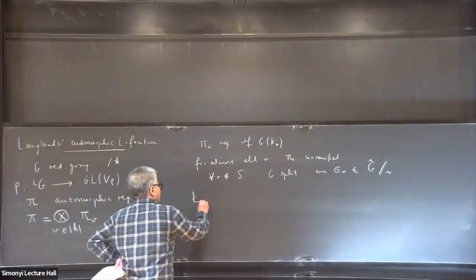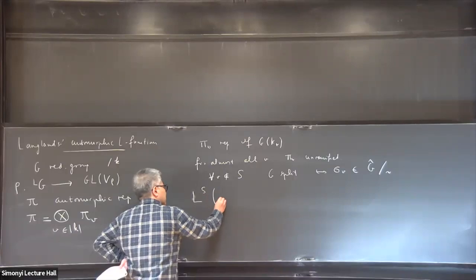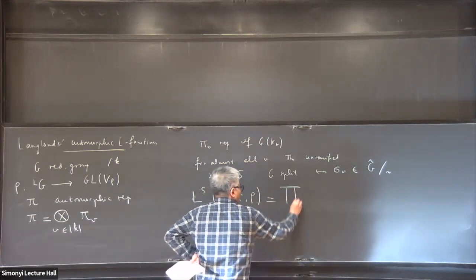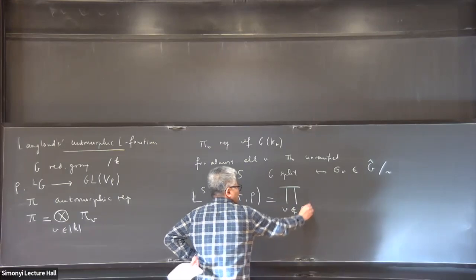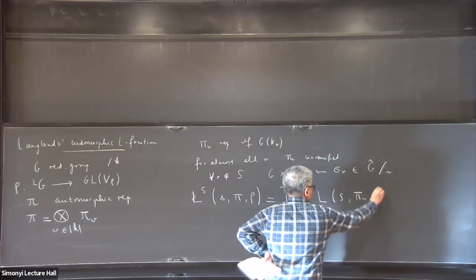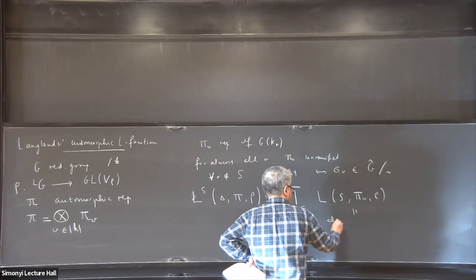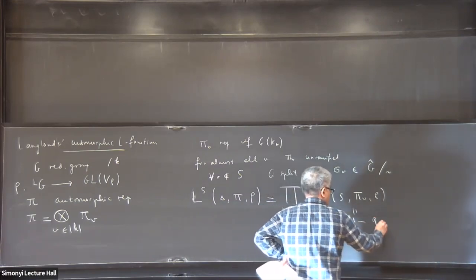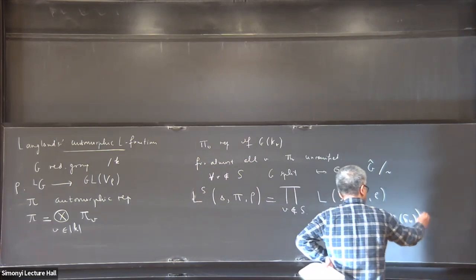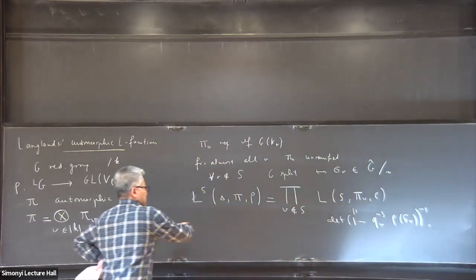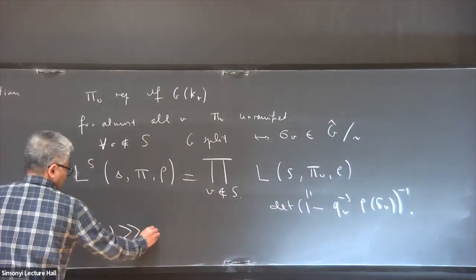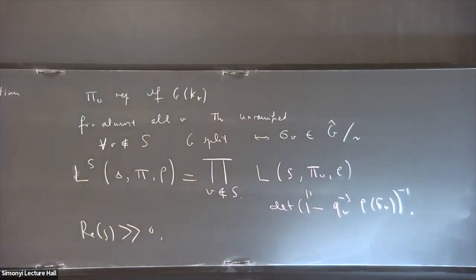And so we form the incomplete L function, depending on a complex parameter s, by this rule, forming the infinite product over all v not in S of local L functions. For each place, by definition, the local L function is the inverse of the determinant of 1 minus q_v to the minus s rho of sigma_v, so it's a matrix determinant. This product converges for the real part of s large, and it depends only on G.